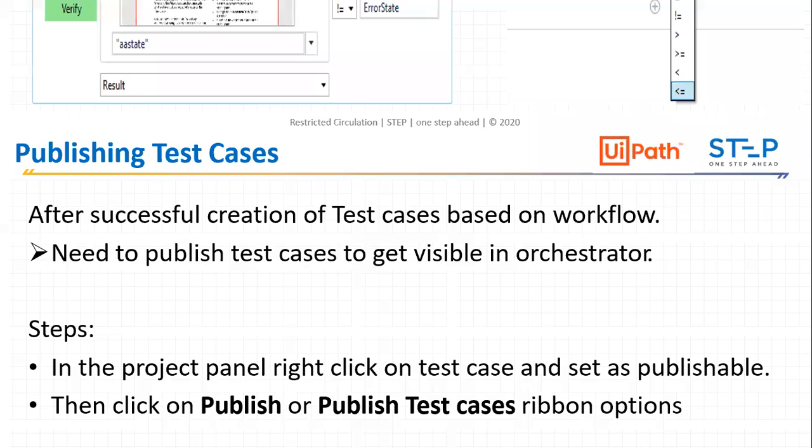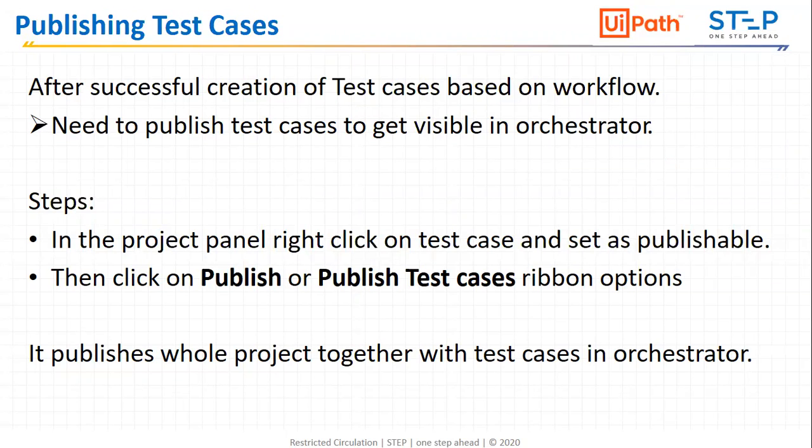After that, you need to publish your test cases in Orchestrator. This is a very important part, because without publishing, you cannot execute your test case. The steps to publish your test cases in Orchestrator: in the project panel, you need to right click on the test case and set as publishable. This is a very simple step. This is one click and you can publish your test case.